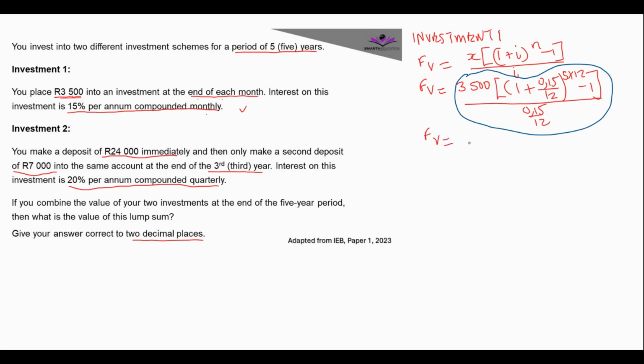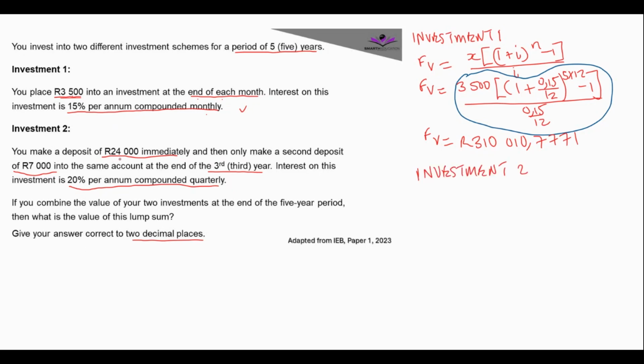which is equal to 310,010 rand, then 7771. We'll round off to 2 decimal places at the end. Right, that is investment 1. Let's look at investment 2.